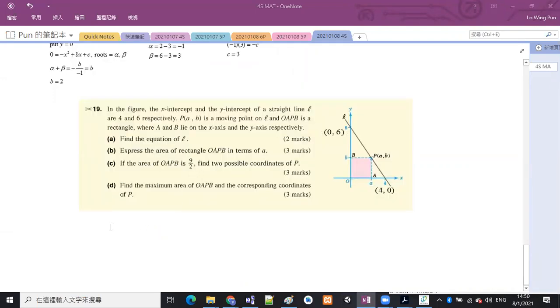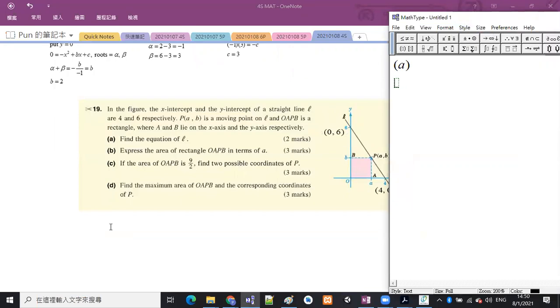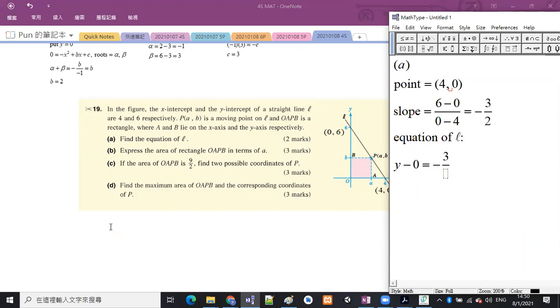And then, so we have a point. I am going to choose the point to be 4, 0. And then the slope is calculated by the slope formula, y2 minus y1 over x2 minus x1. That should be equal to -3 over 2. And then the equation of L should be y minus y1 equals -3 over 2 times x minus 4.